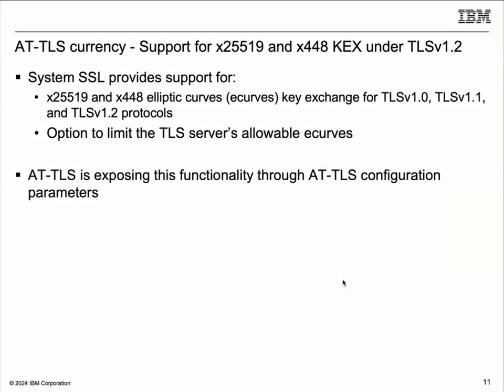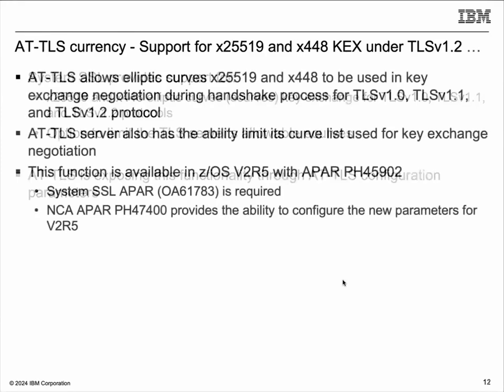So in 3.1, System SSL added support for X25519 and X448 elliptic curve key exchange for TLS 1.0, 1.1, and 1.2, and also provided an option to limit the TLS server's allowable elliptic curves. Since they did that, we have to do the corresponding support in ATTLS. So this is the same set of bullets, really. It's just saying that now ATTLS allows you to do the same thing through our policy statements and through the Network Configuration Assistant. We did roll this back to 2.5 only. It was rolled back almost 2 years ago, in August of 2022. So this maintenance has been out there a while if you're interested in this capability.